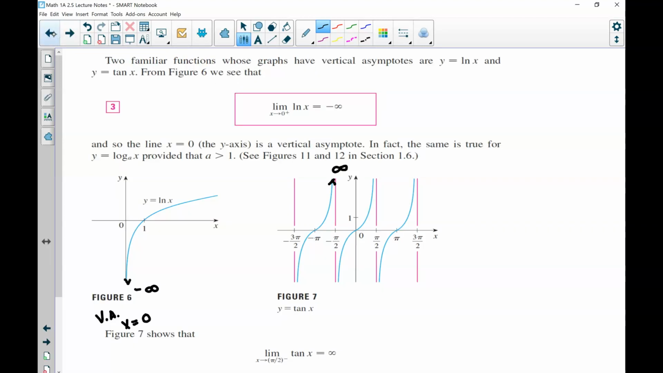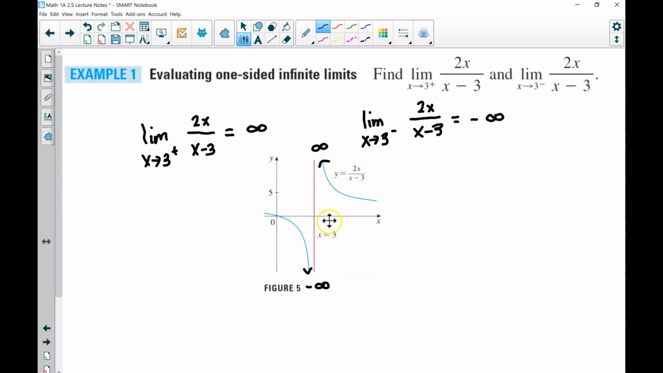And let's just go back to that one real quick here. What can we say is the vertical asymptote? Well, the vertical asymptote for the one that we just looked at would be x equals negative pi over 2. And maybe go back to the first question that we had before. What would be the vertical asymptote here? Well, the vertical asymptote would be x equals 3.